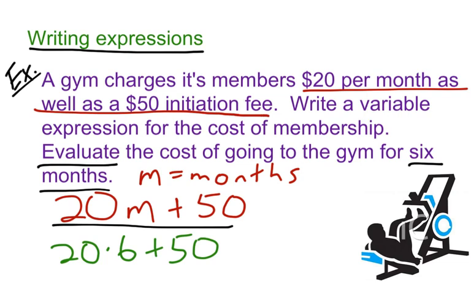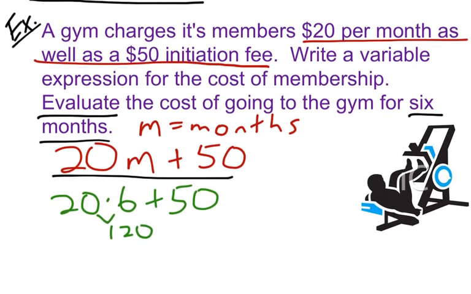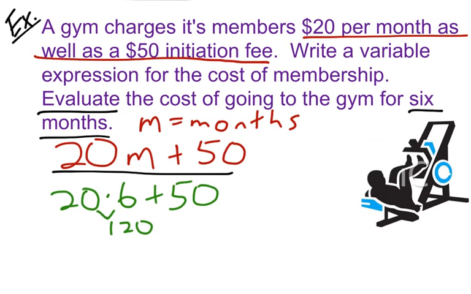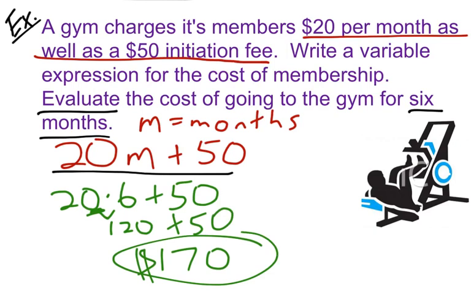And what do we do first, multiply or add? Hopefully you said multiply, so that gives us 120. And how I did that in my head, I just did 6 times 2 is 12, and then I tacked on that 0. So it's 120 plus 50, and 120 plus 50 is 170 bucks for 6 months, or half a year.